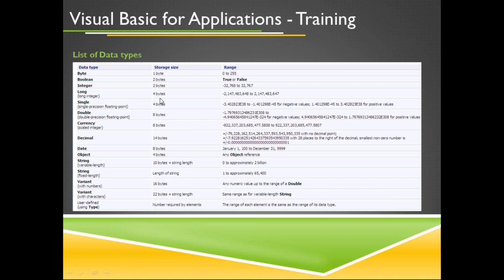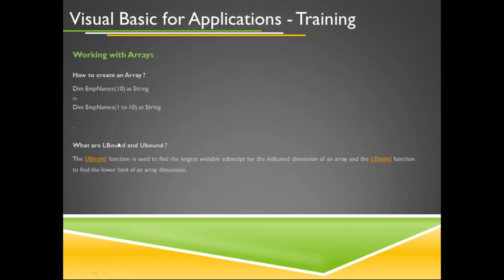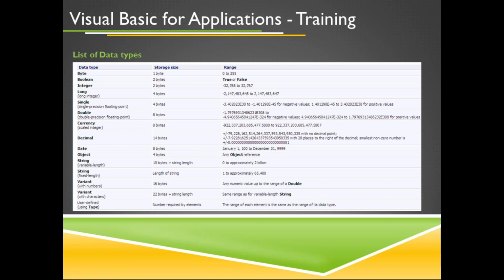Long has 4 bytes, and it can store values from minus 2,147,483,648 to plus 2,147,483,647. So if you have a large value, that can be accommodated in a Long type of data type. And then there are Single, Double, Currency, Decimal, Date, Object, String, and String again has two kinds: variable length and fixed length.